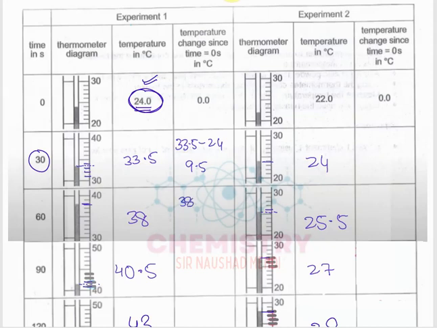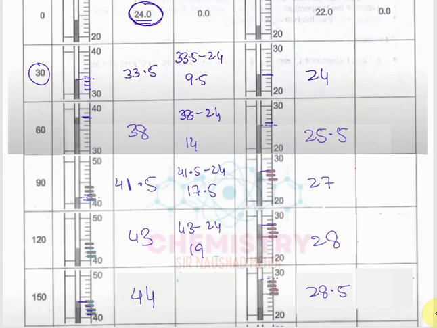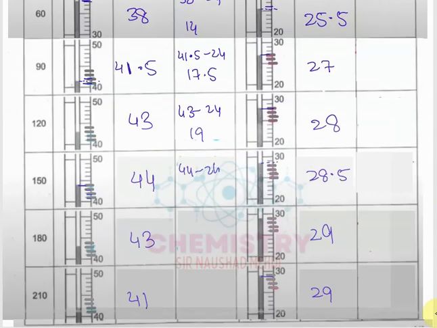Okay, similarly 38 minus 24, 14. Then 24, it becomes around 17.5. Then we have 43 minus 24, it becomes around 19. Then we have 44 minus 24 equals 20. 43 minus 24 becomes 19 again. 41 minus 24 it becomes 17.